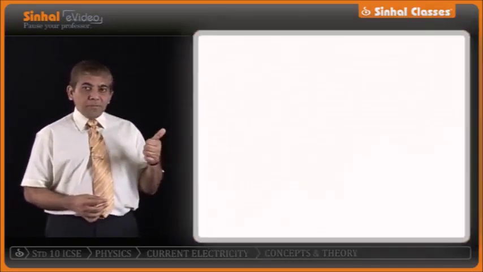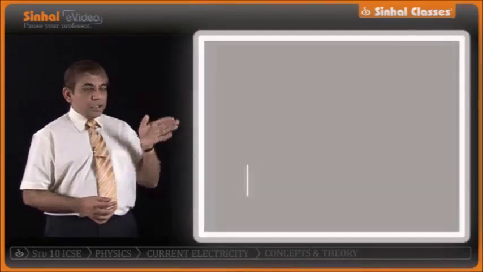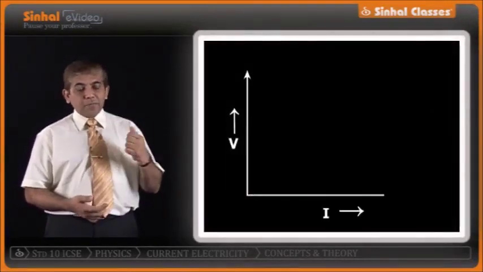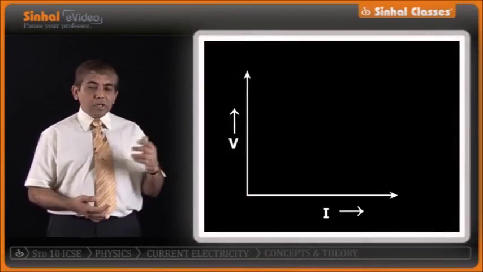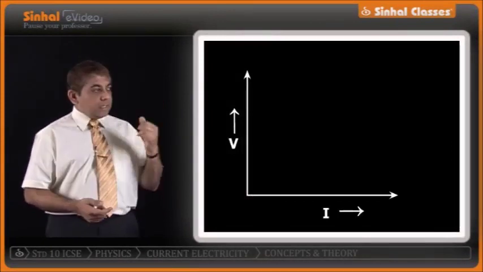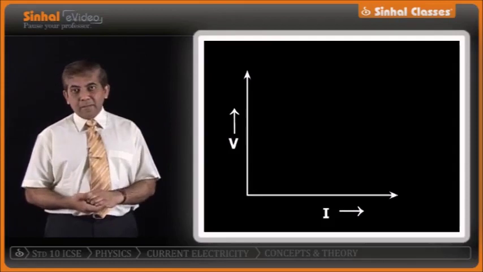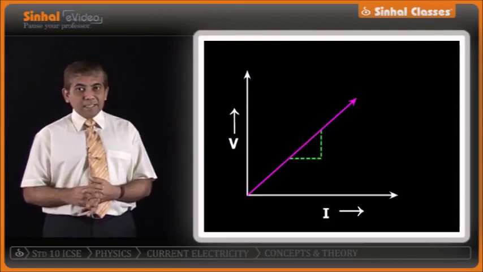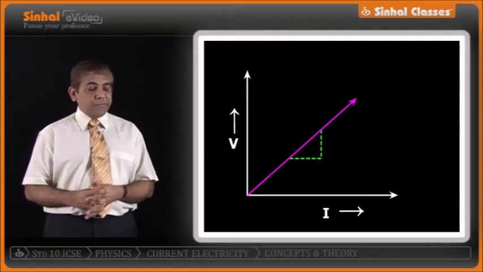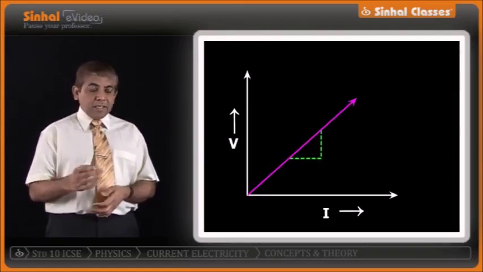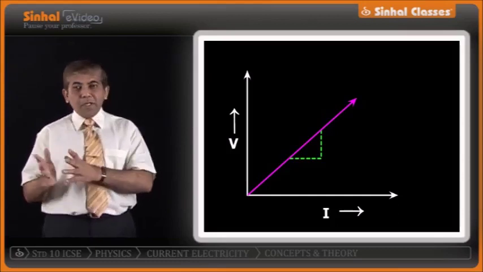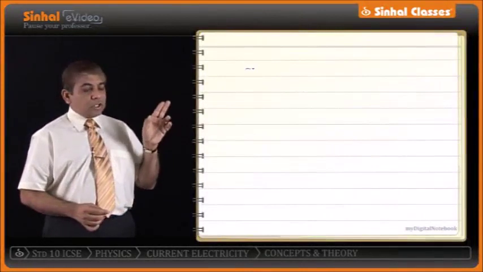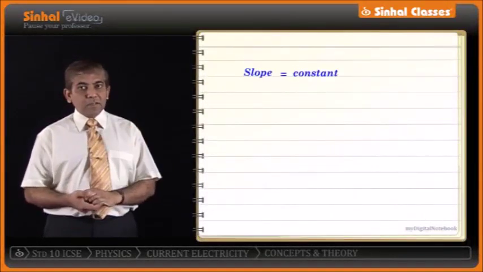We can prove this Ohm's law even graphically. That is, if I plot a graph of V versus I, voltage along the y-axis and current along the x-axis, I see the nature of the graph is a straight line. How do we interpret a straight line graph? You must have studied in your 9th standard. A straight line graph indicates that the slope of the particular variation is constant. So I know that the variation of voltage against current is constant.